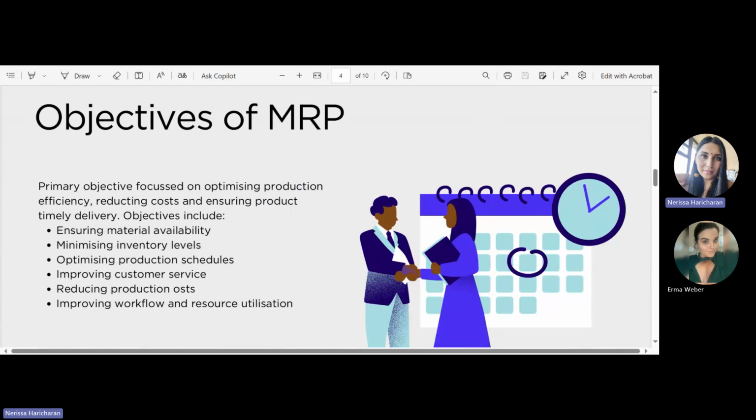You want efficiency, you want to reduce as much cost as possible, and you want to have timely delivery of your product. So by doing this, some of the objectives from an MRP perspective is making sure that you have material availability. Whether it's a raw material, a work in progress component, or a sub-assembly, it's available when you need it for production. If there are any delays, it doesn't allow for a smooth production flow. So you make sure that you don't have any material shortages and your material is available when you require it.